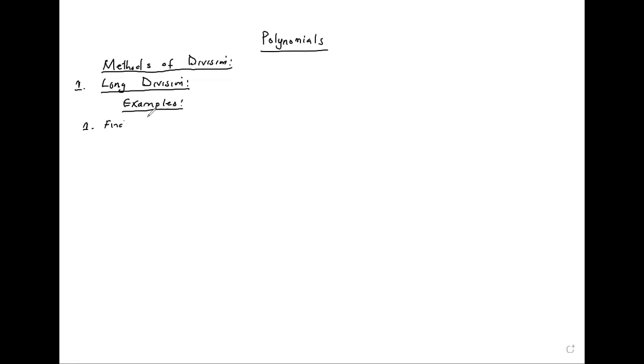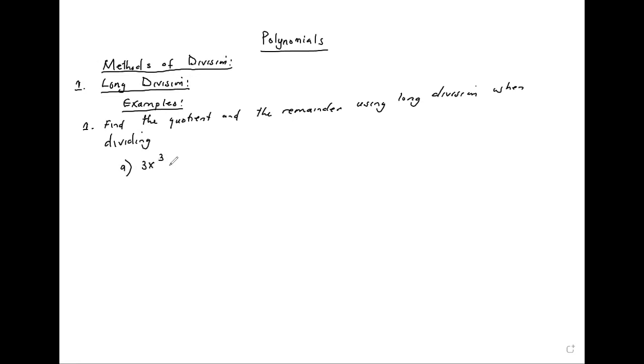Example one. Find the quotient and the remainder using long division when dividing 3x power 3 plus 2x squared plus x plus 1 by x minus 1. Solution.